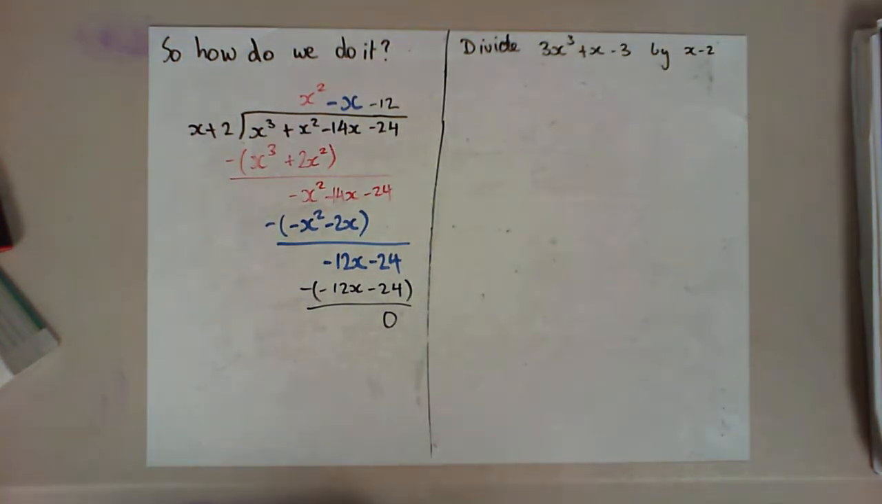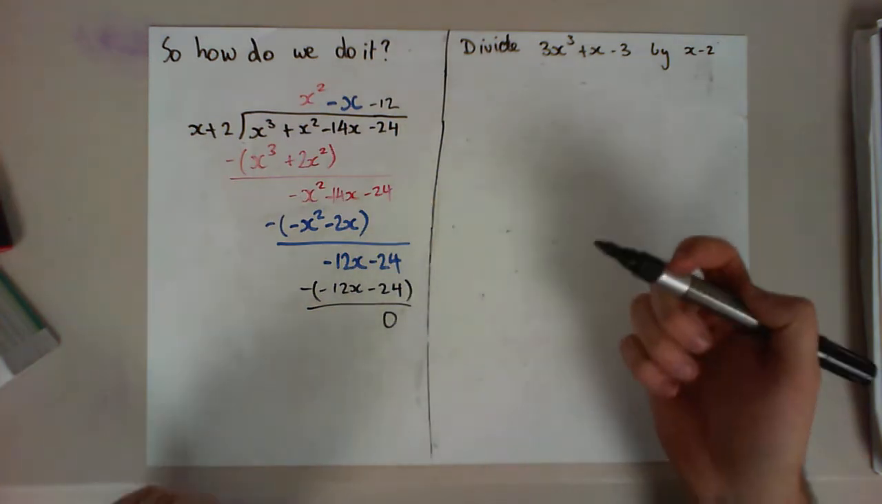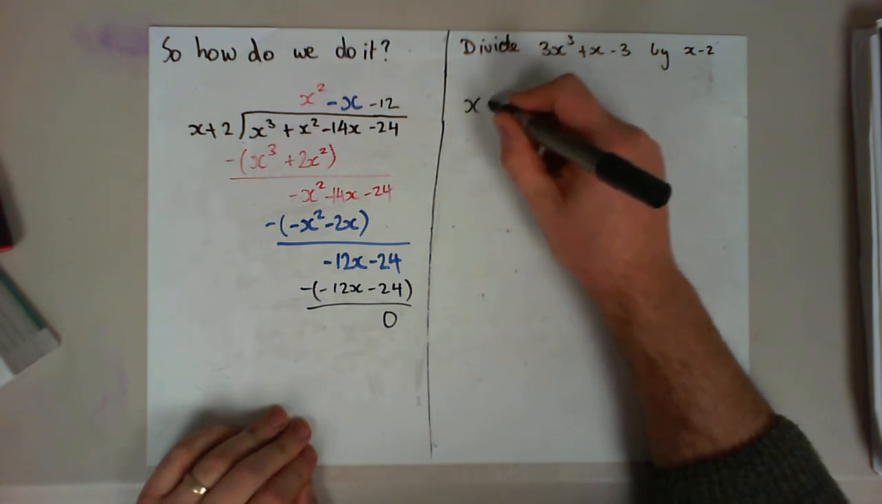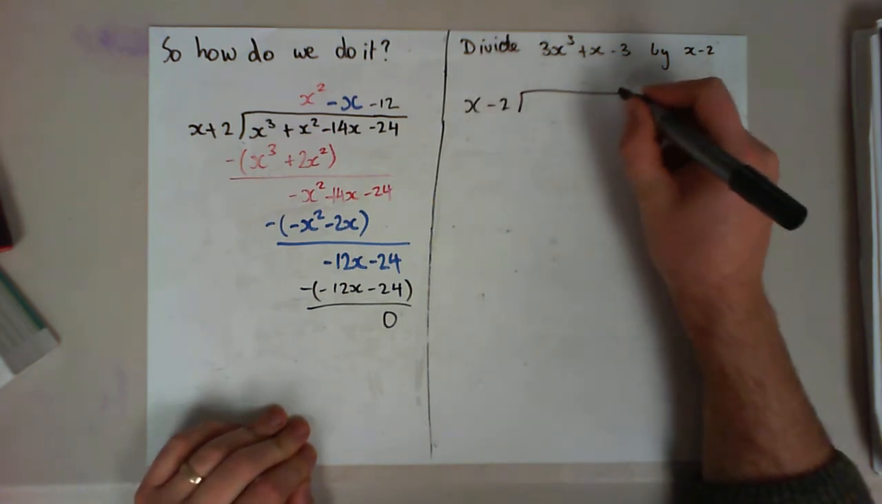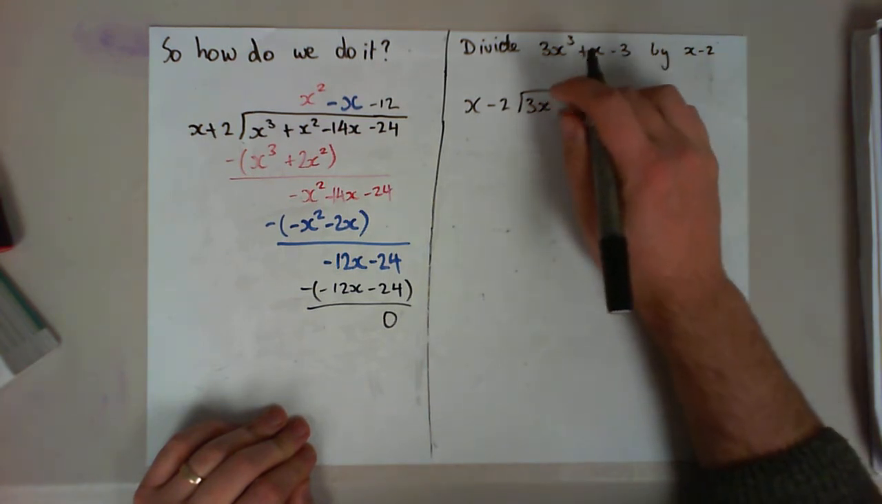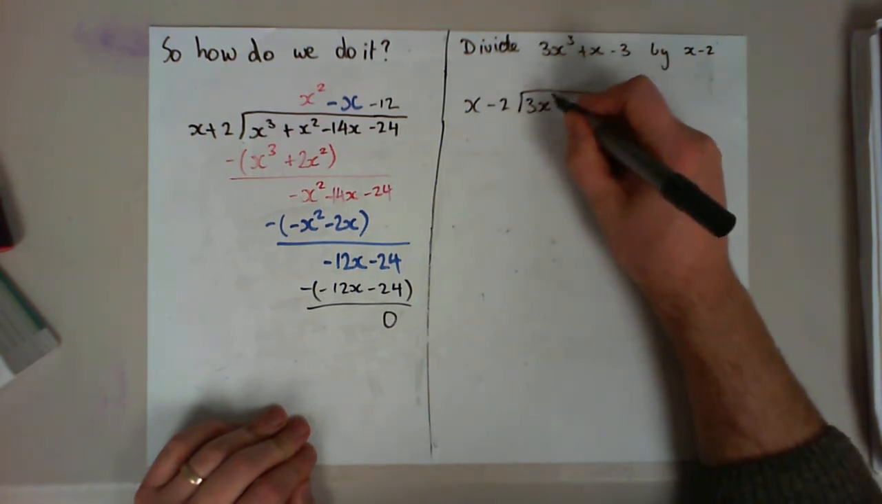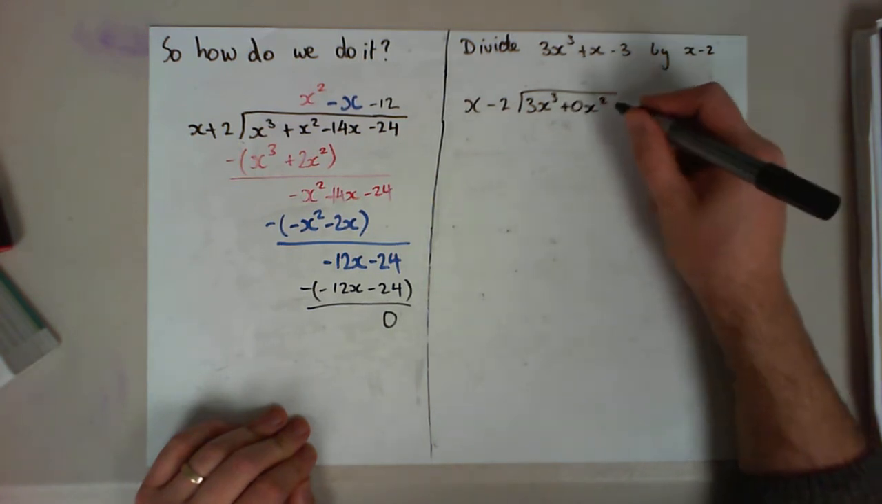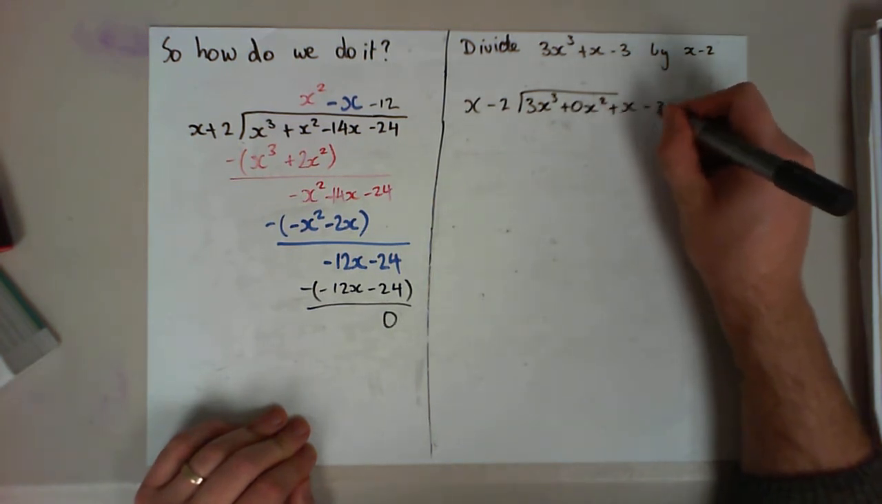3x cubed plus x take 3. Okay. Notice we don't have an x squared term, and we need to account for that. So we say x take 2 into 3x cubed. Okay, we need to actually put down 3x cubed plus 0x squared plus x take 3.